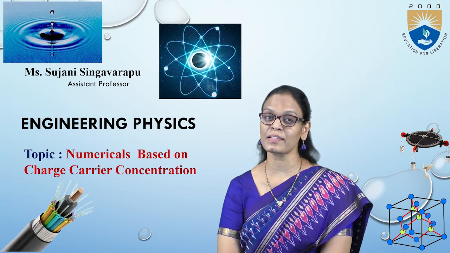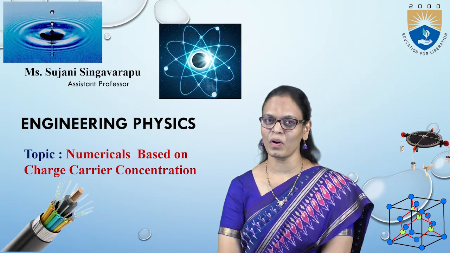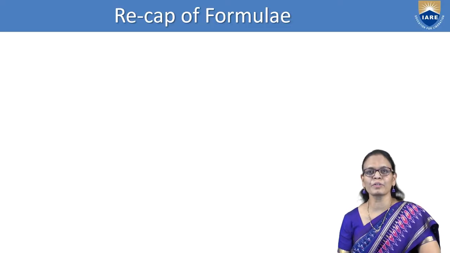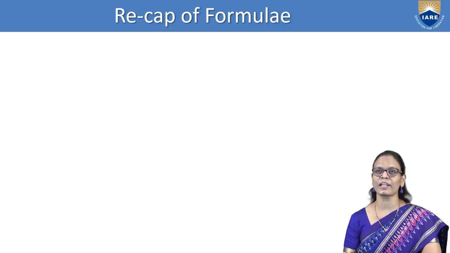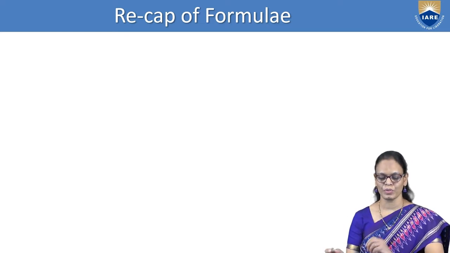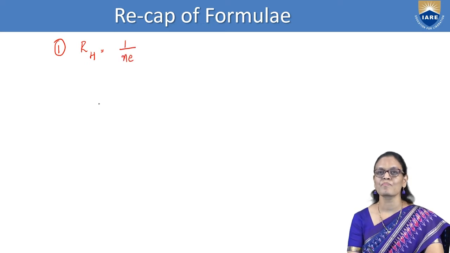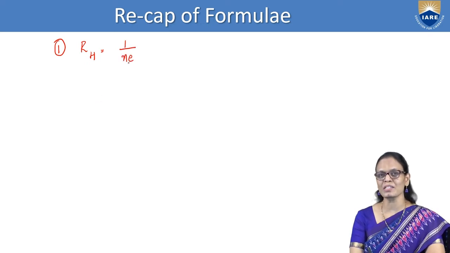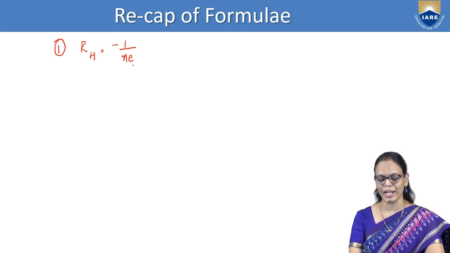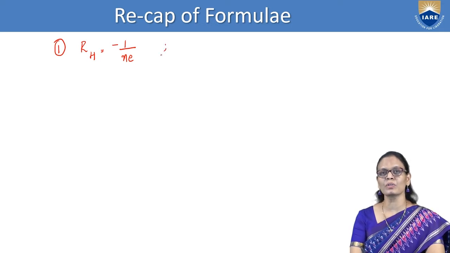Today we are going to see some numericals based on Hall effect. Before doing the numericals, let us have a quick recap of the formulae that we are going to use. The first one is RH is equal to 1 upon Ne. If I'm talking about electrons as the charge carriers, we have RH is equal to minus 1 upon Ne. And if it is due to holes, we have RH is equal to 1 upon Pe.